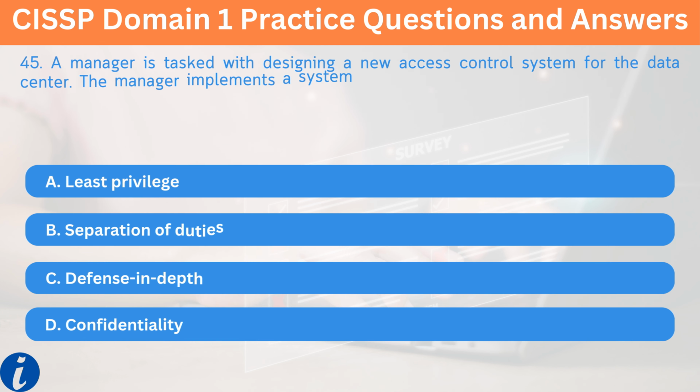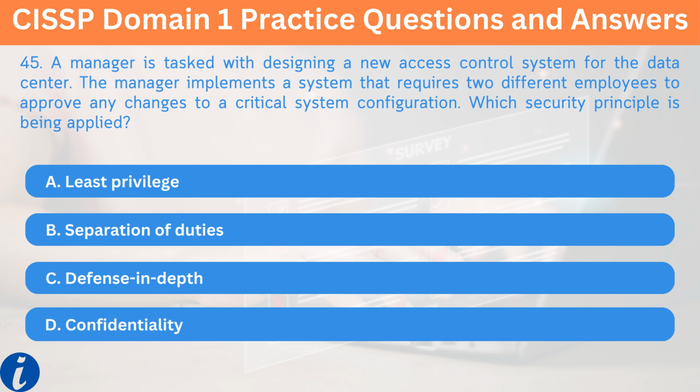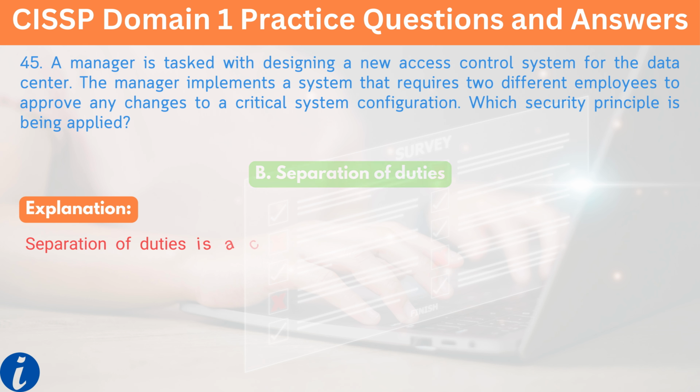45. A manager is tasked with designing a new access control system for the data center. The manager implements a system that requires two different employees to approve any changes to a critical system configuration. Which security principle is being applied? A. Least privilege. B. Separation of duties. C. Defense in depth. D. Confidentiality. The correct answer is B.